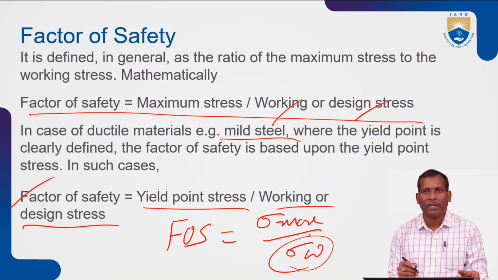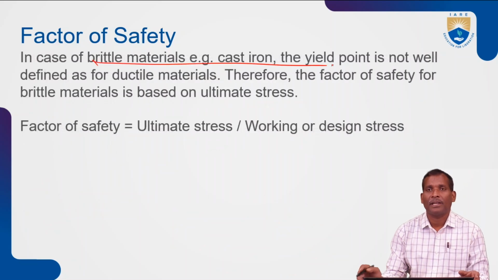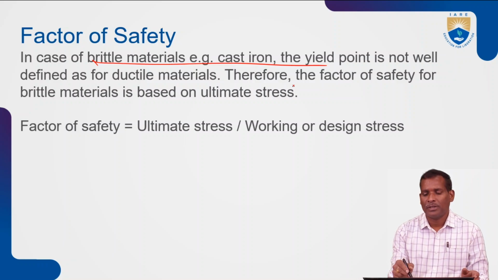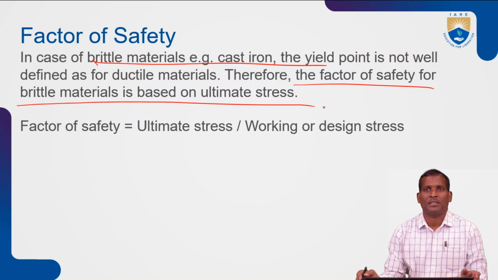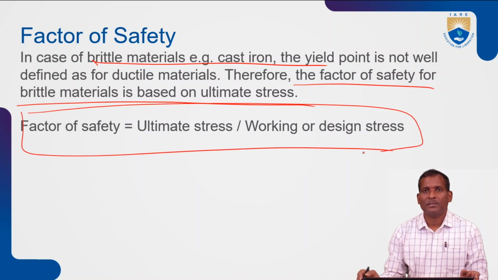So in the case of ductile materials we use yield stress, and in the case of brittle materials like cast iron, the yield point is not well defined as for ductile materials. Therefore, the factor of safety for brittle material is based on ultimate stress. So the factor of safety is ultimate stress upon working or design stress.